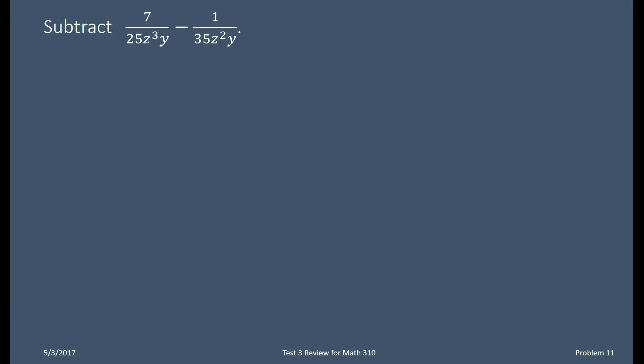Here we have a subtraction problem, and we have different denominators. Let's write them out over here. We have 25 z cubed y, and we have 35 z squared y. Alright, let's write it in terms of primes. 25 is 5 squared z cubed y, and then 35 is 7 times 5 z squared y. Alright, now we compare both of these denominators and find the unique occurrence of everything. 7 is unique, so we're going to circle it.